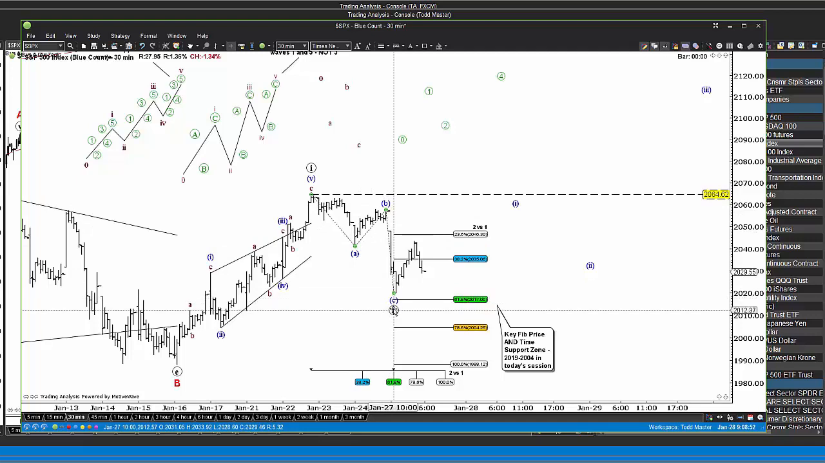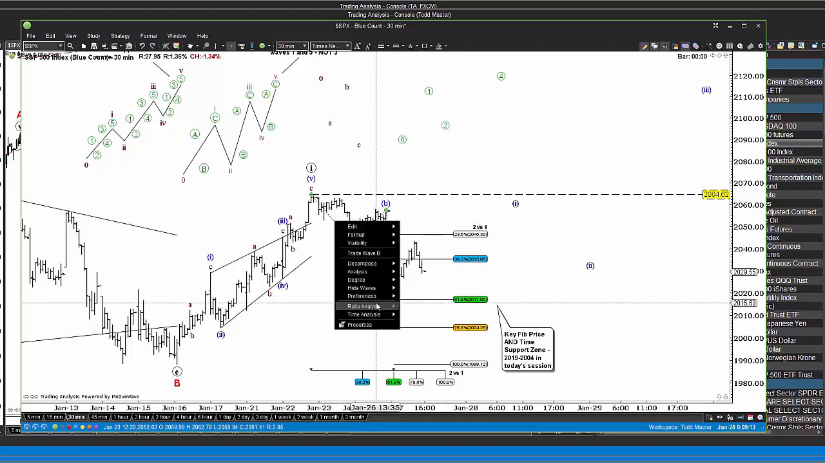A lot of times in an ABC correction, the distance traveled in A will be equal to the distance traveled in C. So basically, if you've ever heard of a two-step correction or a zigzag or an AB equals CD or just a three-wave correction, there's a bunch of names for it. So all you do is click on the degree you want to study, right-click, ratio analysis, and I want to know C versus A. So wave C, ongoing, C versus A.